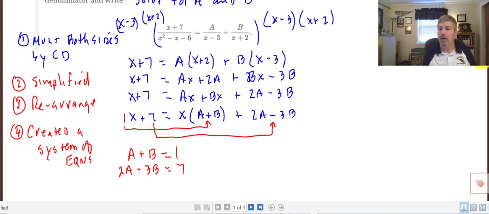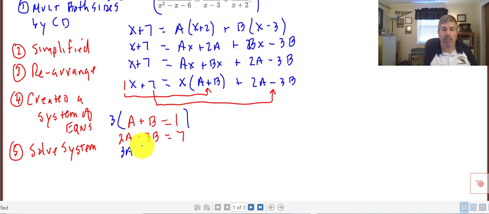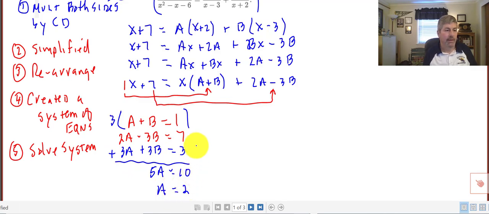And now we go ahead and solve the system. Looking at my notes, I'm going to multiply the top equation by 3. So I get 3A plus 3B equals 3, and now I can add those two equations. 5A equals 10, so I see A is equal to 2, B is equal to -1.